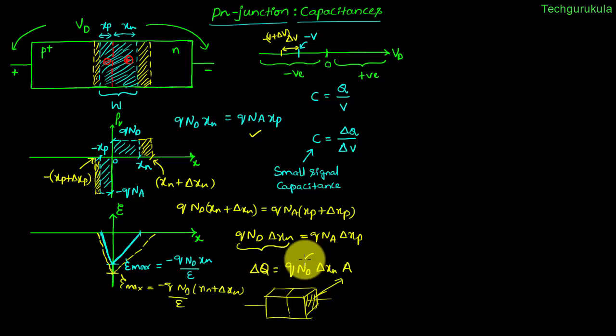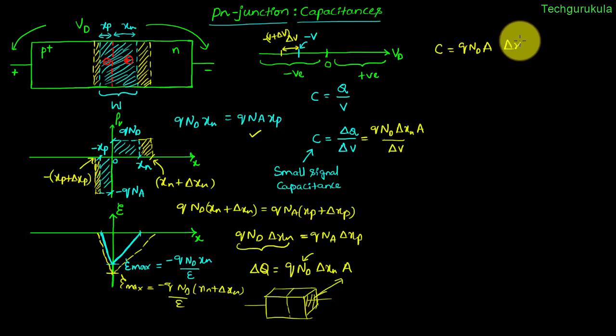Now let us look at the units. ND units would be number per centimeter cube, and del x would be centimeter, and A would be centimeter square. Centimeter cube gets cancelled, and we have Q times number, which tells the amount of charge changed because of the change in the applied potential. Now the C can be written as del Q is equal to Q ND del Xn times A over del V. Now we can rewrite this capacitance C as Q ND A times del Xn over del V.